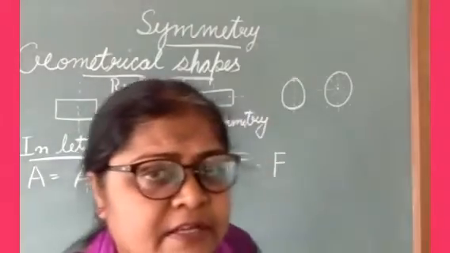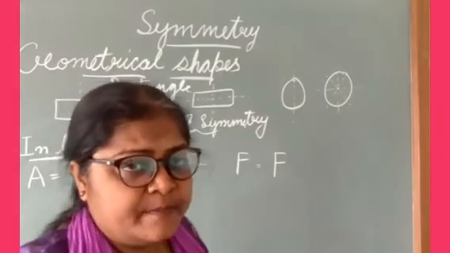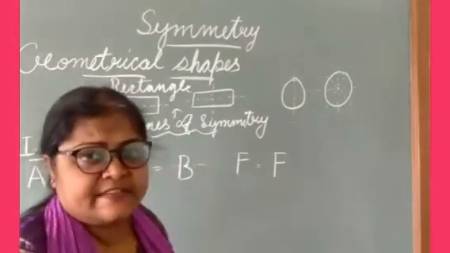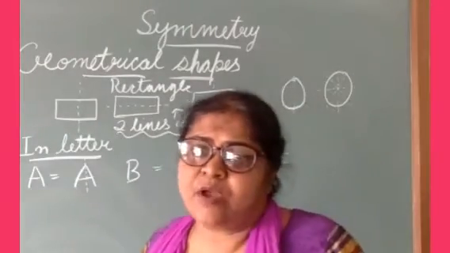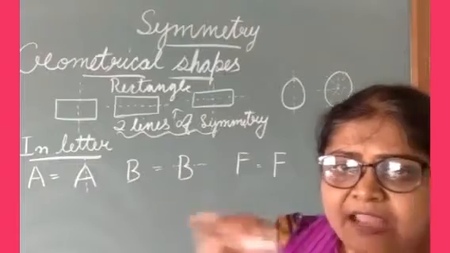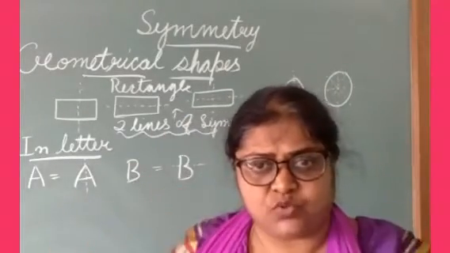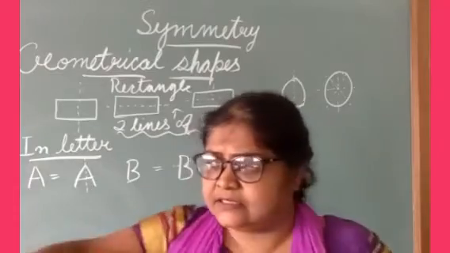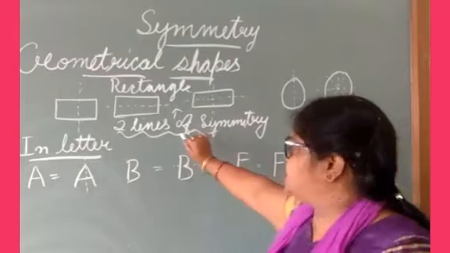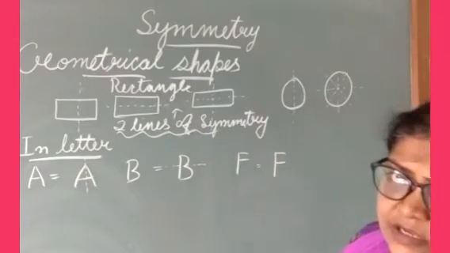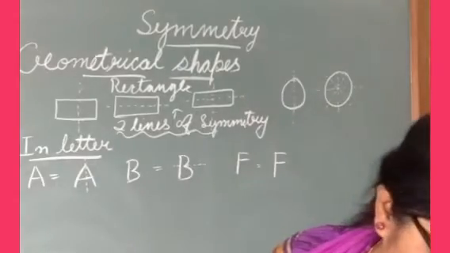So what have you learned about this geometrical shape? Here one shape is given, the rectangle. You have seen that it can be divided in two ways. You can draw a symmetrical line horizontally and also vertically. So there are two lines of symmetry. In a rectangle, how many lines of symmetry are there? Two lines of symmetry.